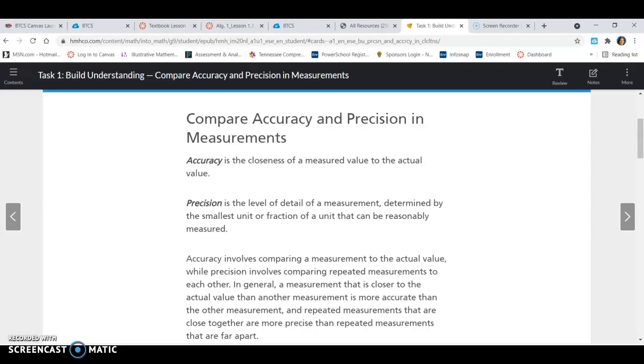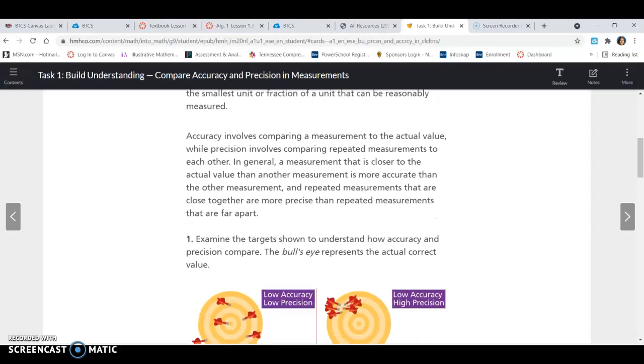Accuracy is the closeness of a measurement value to the actual value. And precision is the level of detail of a measurement determined by the smallest unit or fraction of the unit that can be reasonably measured. All right, so accuracy and precision. Accuracy is the closeness to the value. Precision is the level of detail.